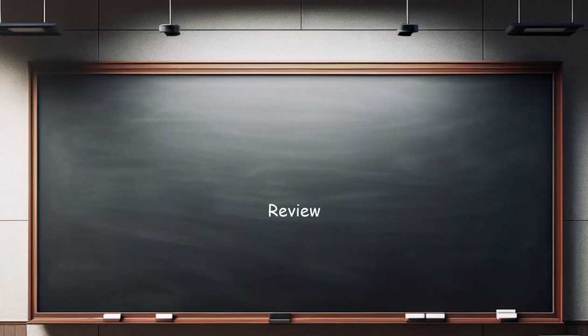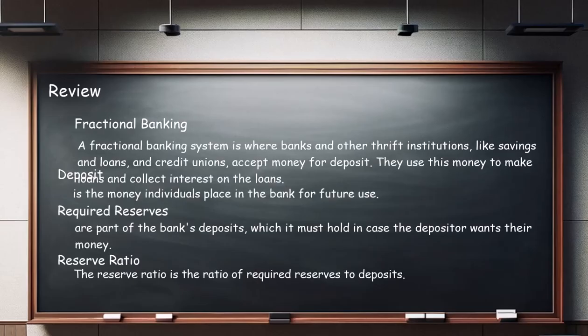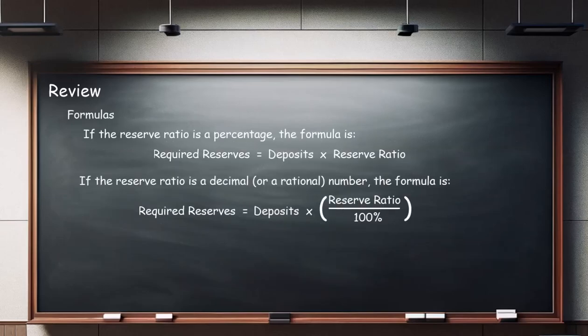One of the critical pieces of knowledge for understanding modern fractional banking is the idea of required reserves, and an important skill is calculating the required amount. The video reviewed some key terms associated with fractional banking, including fractional banking, deposits, reserve ratio, and required reserves. The video also introduced the formula for calculating the required reserves. Required reserves equal deposits times the reserve ratio represented as a rational number.